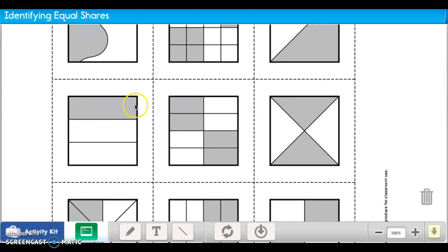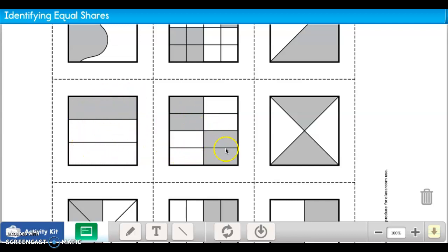How about this one? Is this shaded part the same as the unshaded? No, it's not. This person would get a smaller piece than this person. This is not equal.